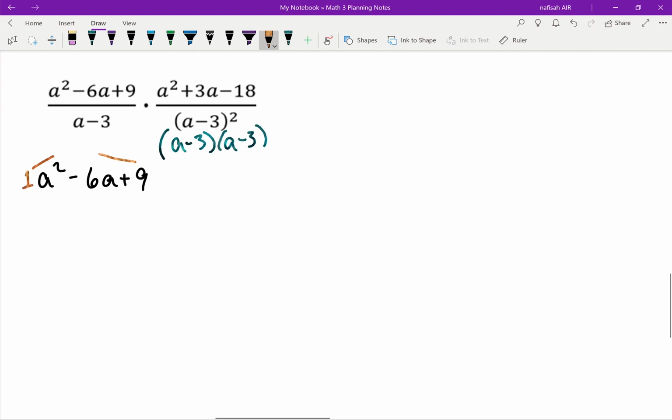1 times 9 is 9. So I'm going to talk to myself and ask myself, what 2 numbers will multiply to give me 9, but then when I add them, I get -6, the number in the middle. I'm thinking about it. 3 times 3 is 9. -3 times -3 is 9. And -3 plus -3 is -6. Okay, it's -3 and -3.